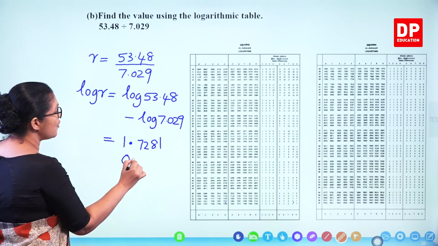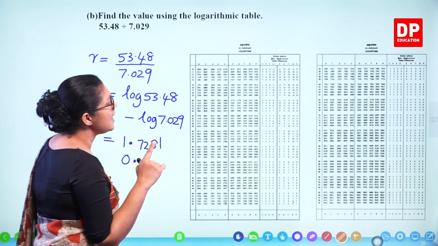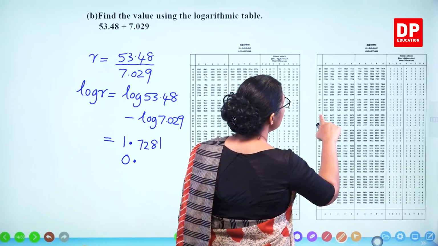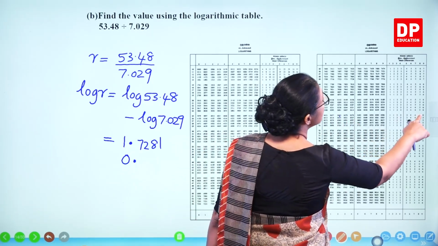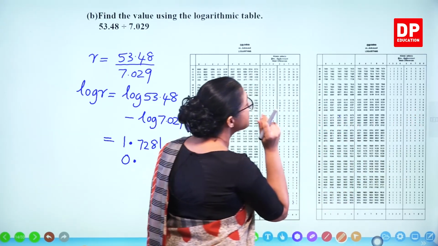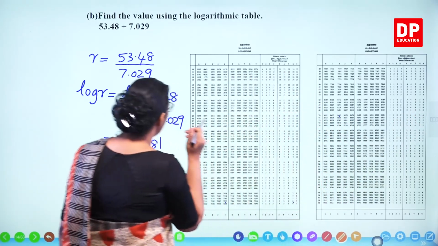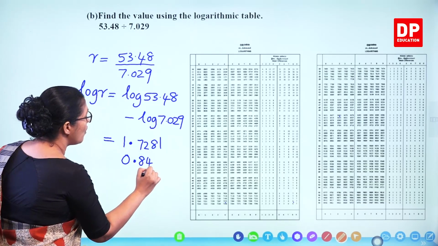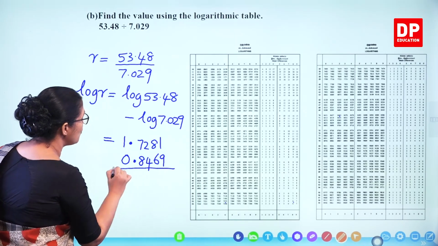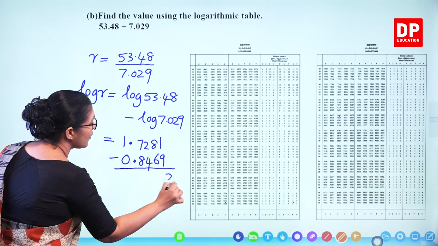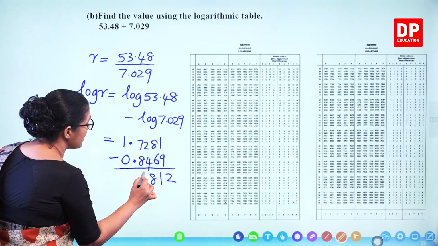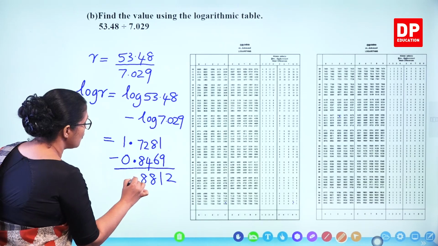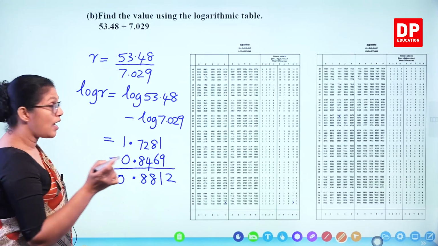Then this one you get 0 point something, 7 point something. So 70, 2, 9. 72, is this, 9 is 6. Add 6, 84, 69. 84, 69. So when you subtract, what you get? 2, 1, 8. So 9 plus 8, 17. So you get this.